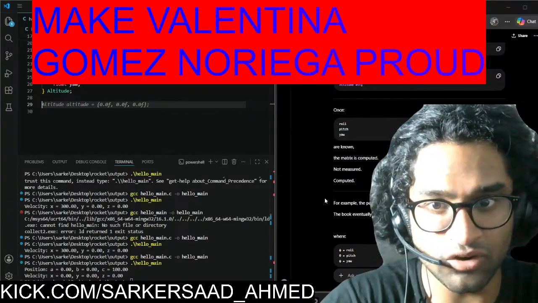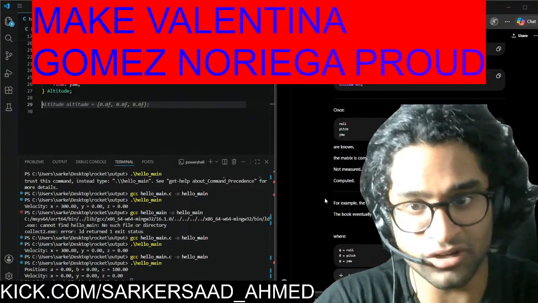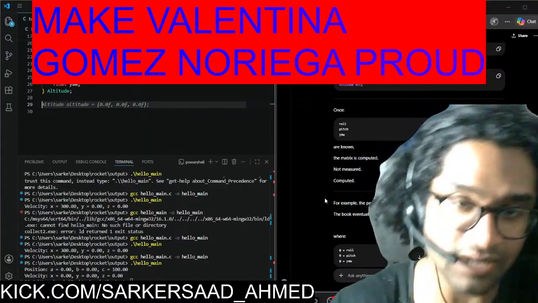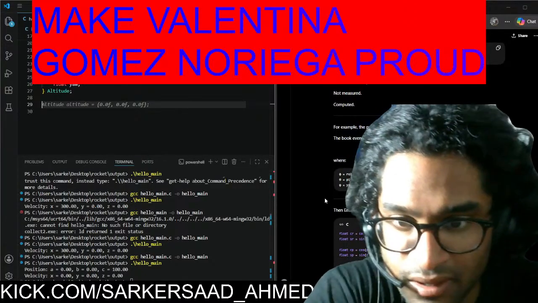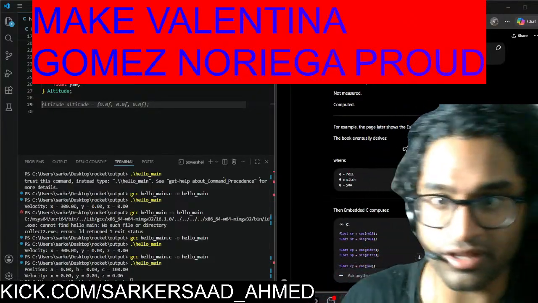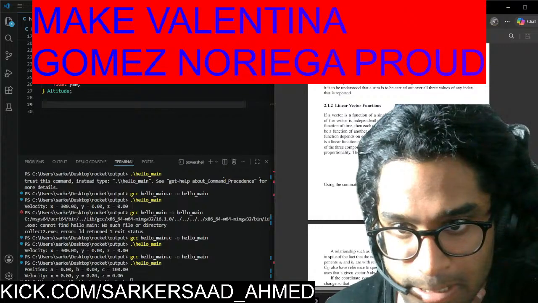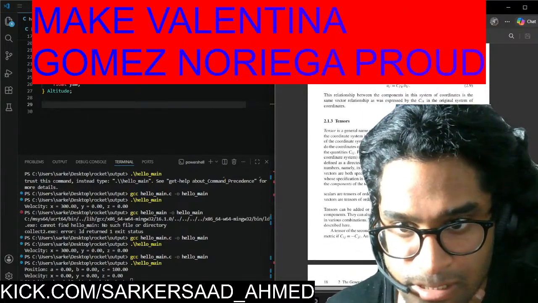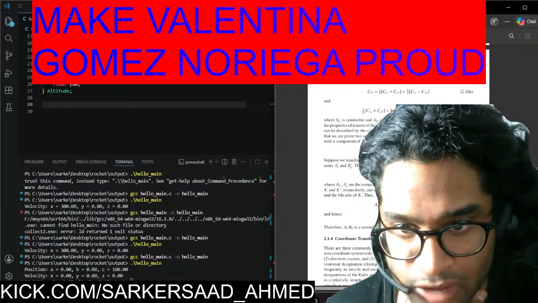So once unknown, that matrix is computed, not measured. The page later will show the Euler angle transformation. This iPad, man, I swear. The book eventually did. Okay, they did. I don't see it.